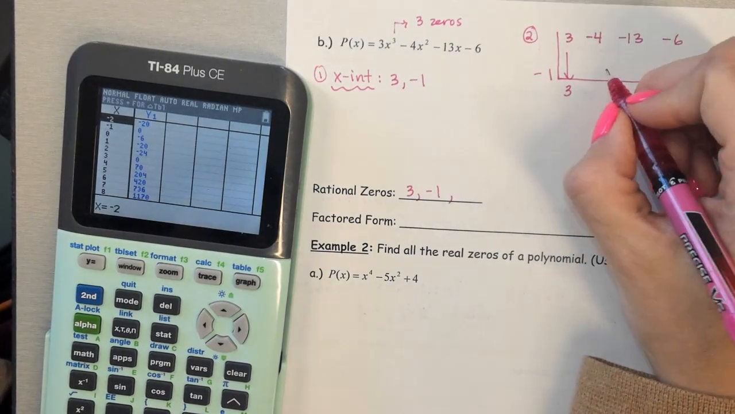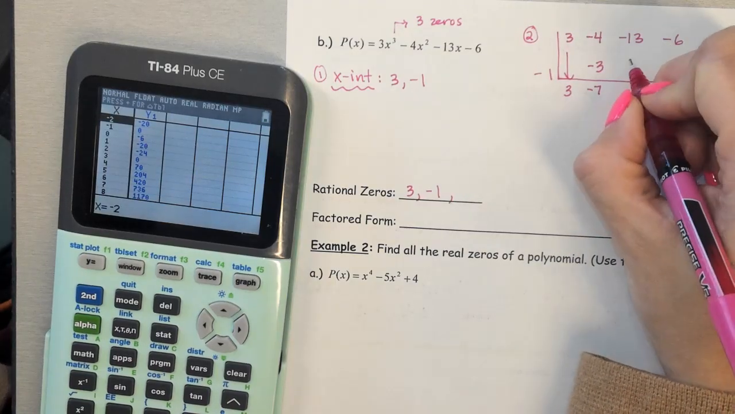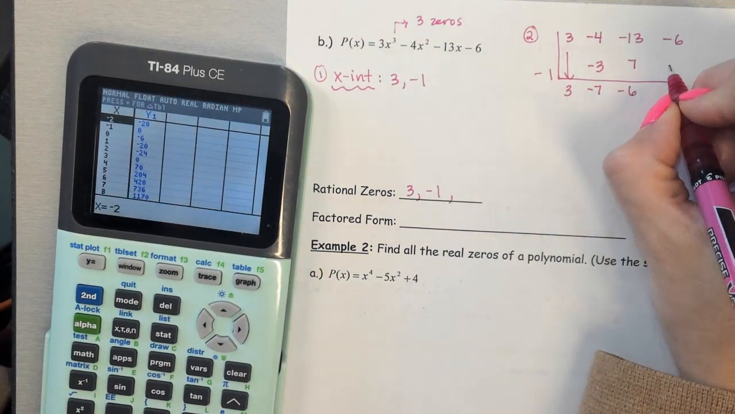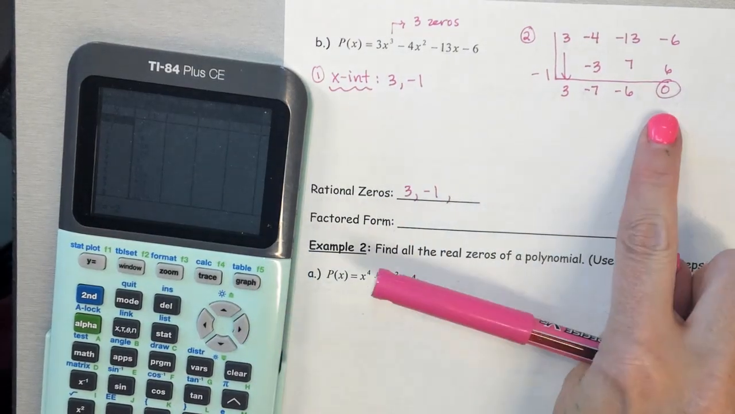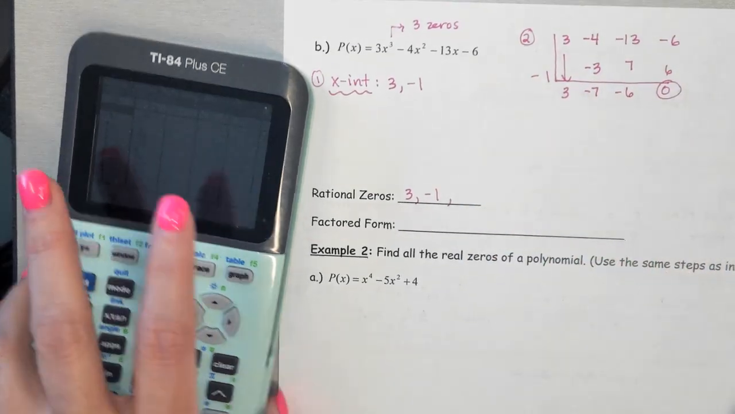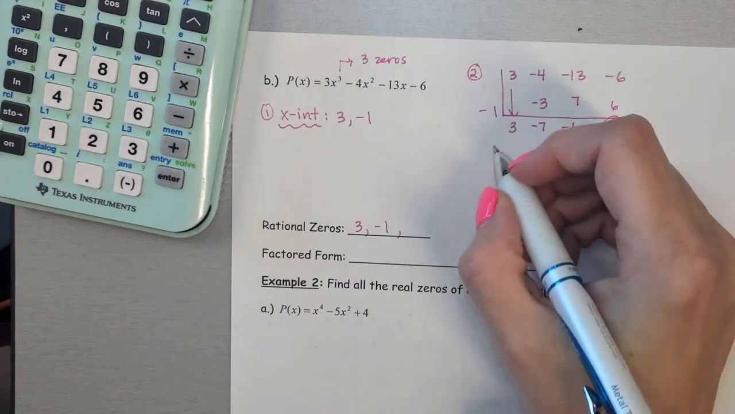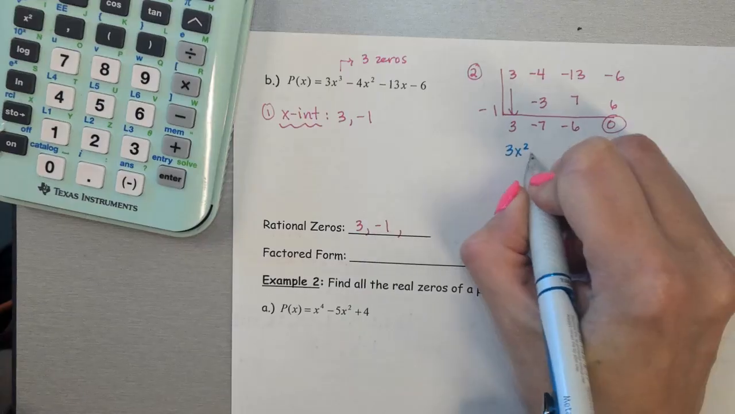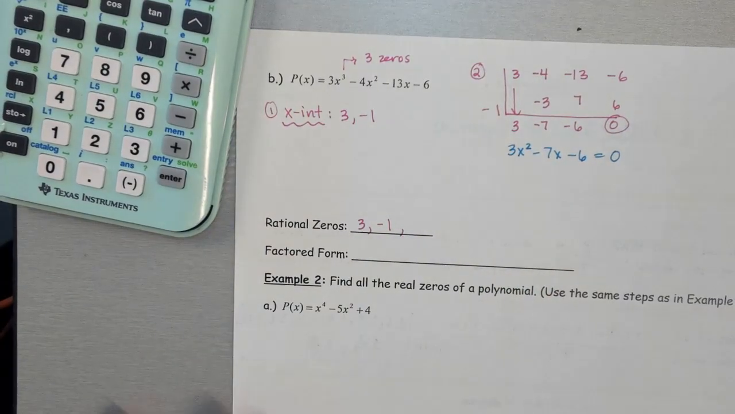Okay, so 3 times -1 is -3. So -7, -6. If you can see this on the graph, it's a 0, and you do not get a 0 here, then something went wrong. Because if it is an x-intercept, your remainder should be 0. And again, we have a quadratic. So you have 3x squared minus 7x minus 6 is equal to 0 there.